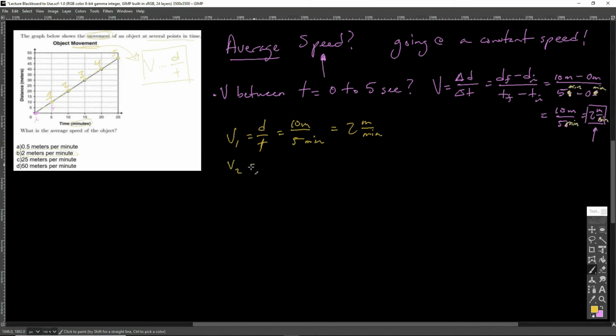Okay, let's calculate the velocity at V2. Well, at V2, it's 20 meters over 10 minutes. Again, we get 2 meters per minute. What is V3? Well, look at the distance for the third point. It looks to me to be 30 meters over, well, let's find the time, 15 minutes. 30 divided by 15 is 2. 2 meters per minute. What about V4? Well, the velocity at point 4 is 40 meters over 20 seconds.